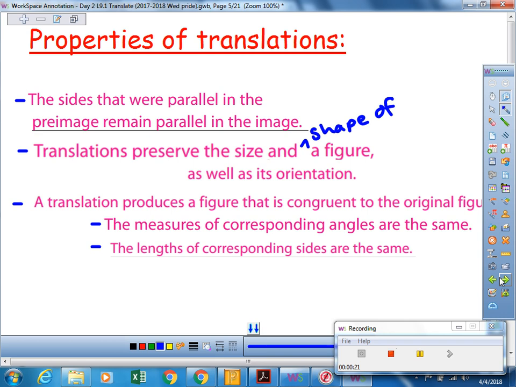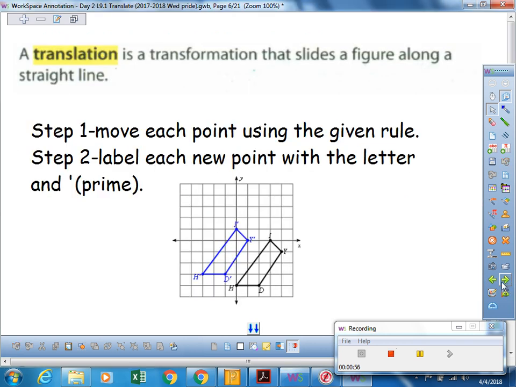So again, we have parallel sides remain parallel. Translation preserves the size and shape of a figure as well as its orientation. A translation produces a figure that is congruent to the original figure. The measures of the corresponding angles are the same. The measures of the corresponding sides are the same. We already discussed all of that yesterday. The rules are also on that note sheet.